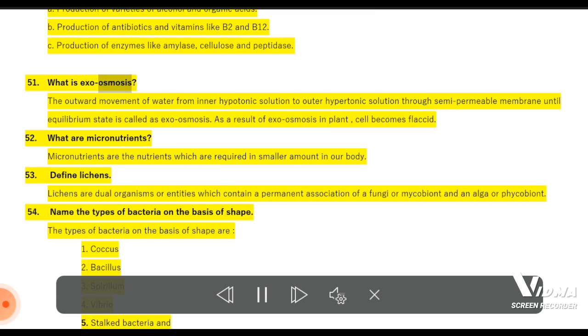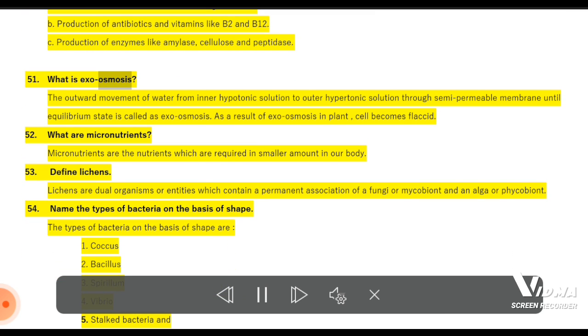51. What is exoosmosis? The outward movement of water from inner hypotonic solution to outer hypertonic solution through semi-permeable membrane until equilibrium state is called as exoosmosis. As a result of exoosmosis in plant, cell becomes flaccid. 52. What are micronutrients? Micronutrients are the nutrients which are required in smaller amount in our body.